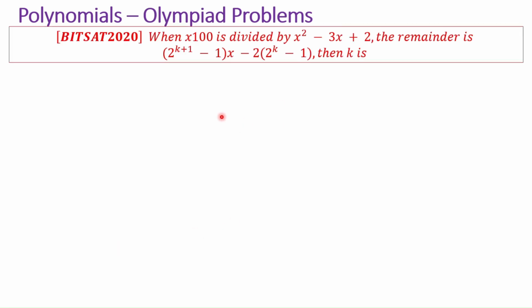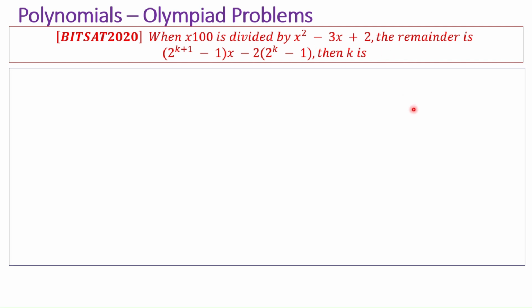Okay, this is also a BITSAT question. We need to find out the k value from this given. Sorry, this is x power 100, not x 100. x power 100 is divided by x square minus 3x plus 2, and the remainder is this. Then what is the k value?